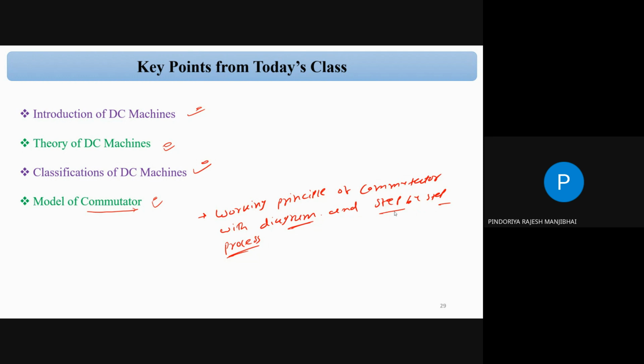Maybe in a Word file, or you can use an A4 page and write by handwriting. Anything, but you have to submit one assignment with only one question, the working principle of the commutator. You have to cover the minimum requirement of the commutator, correct? And second, the relation of the brushes with the commutator.